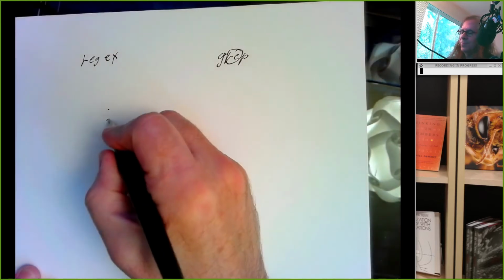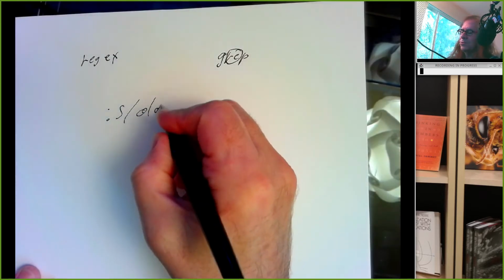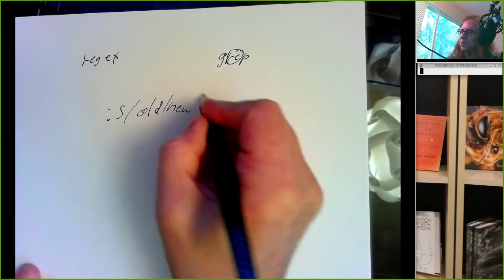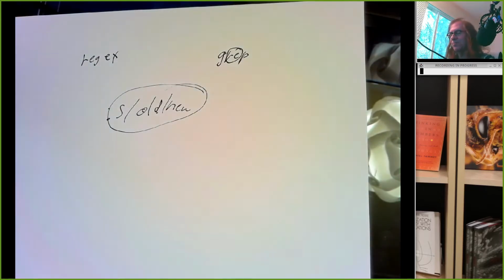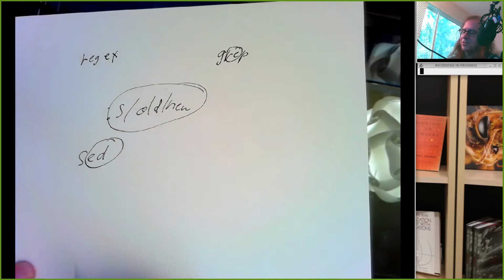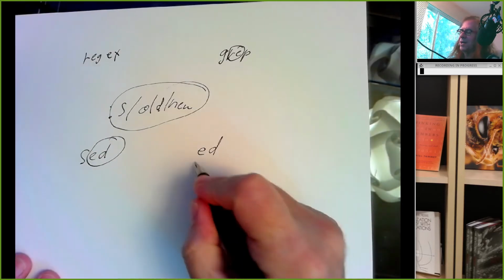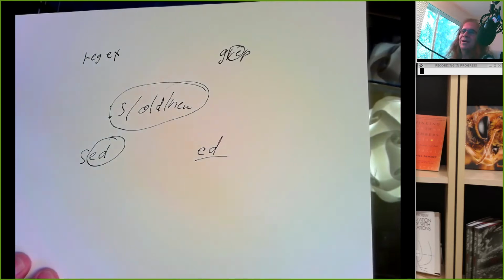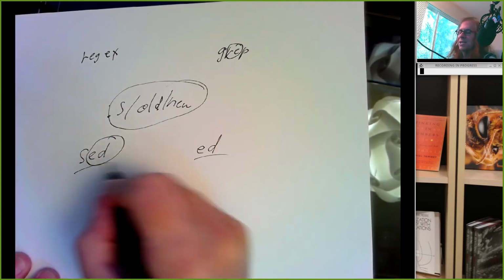Or we can use these same expressions inside vi when we say colon substitute / old / new. This is exactly the same thing that you would put into a sed command. And so sed is actually the stream editor. So ed is sort of the precursor to vi. That was the plain old editor. vi was the visual editor. sed is the stream editor.